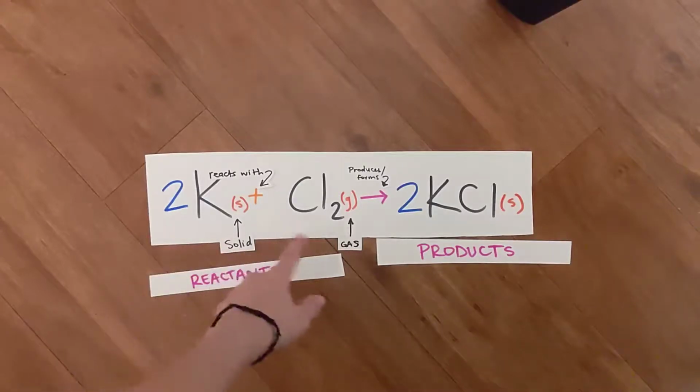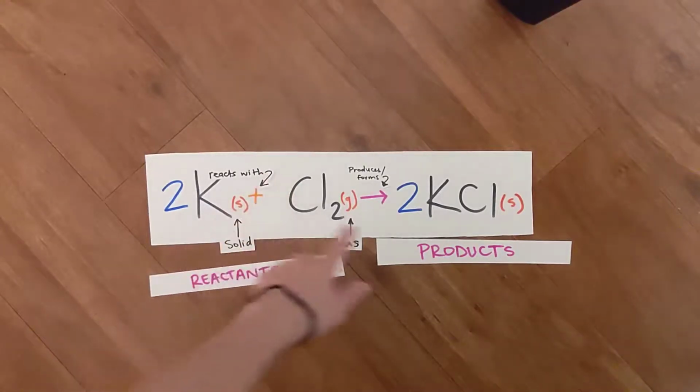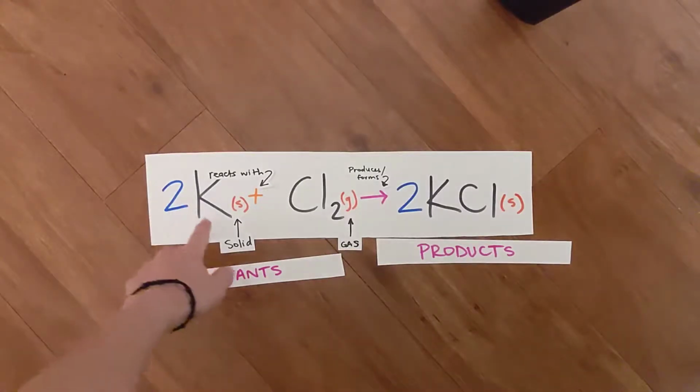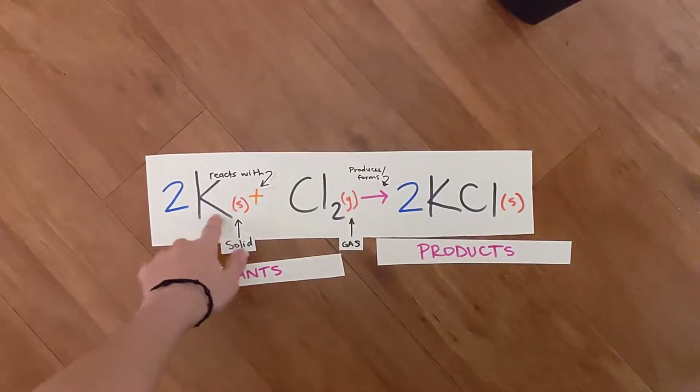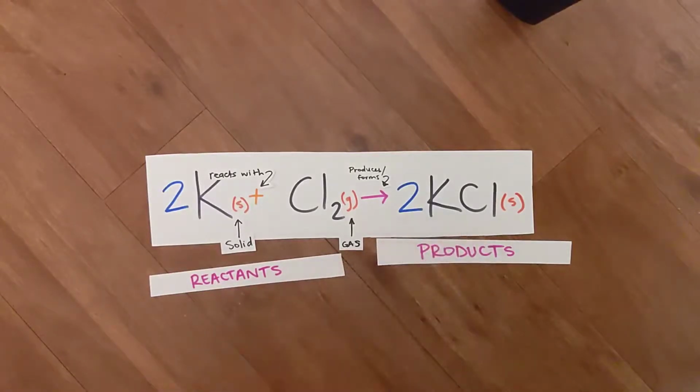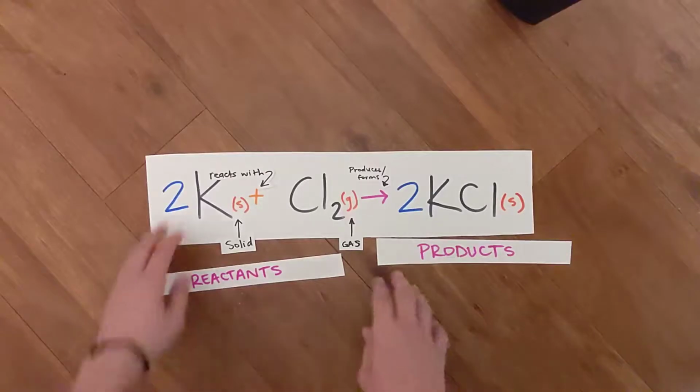Now these large numbers in front, there's not one here, so it will be a 1. And here, these represent the coefficients. So this tells me how many potassiums I have. I have 2. And this tells me how many KCl's I have, which is 2. Okay, let's look at another example.